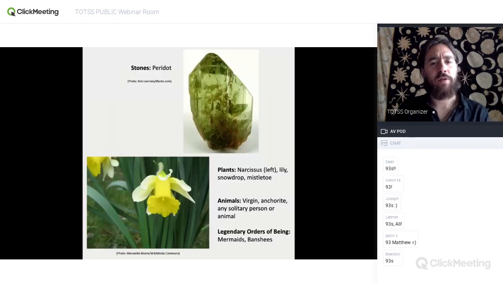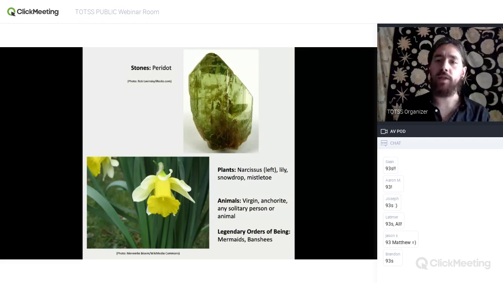For stones, we have peridot, and that's simply because of its color. This is Mercury; Virgo in the King scale is this kind of yellowish-green color.